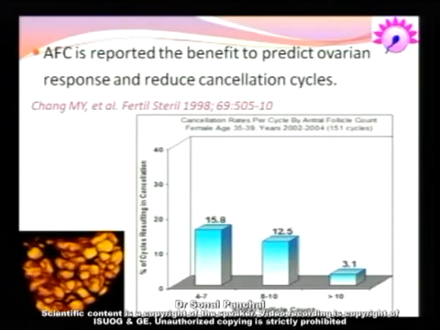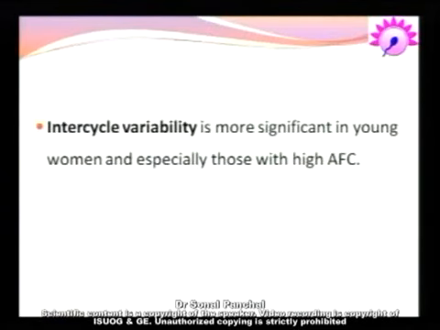Counting antral follicles is really important because, as shown in this study, the cancellation rate of the IVF cycles is pretty high when the antral follicle count was between 4 and 7, whereas it was pretty low, only 3%, when the antral follicle count was more than 10. So it does make sense to count the antral follicles before taking a patient for IVF.